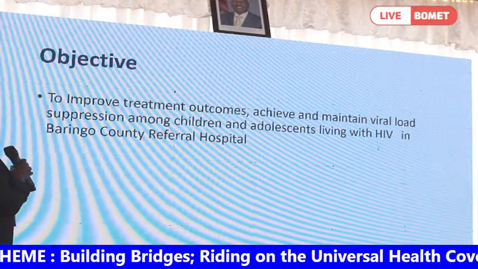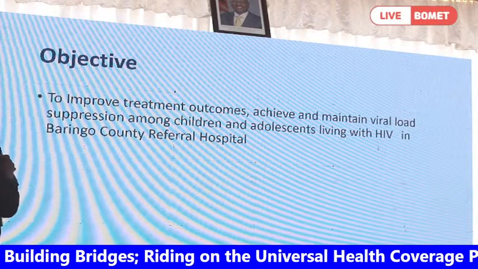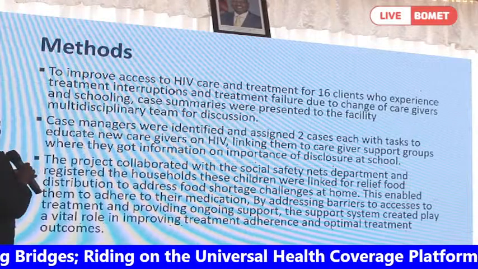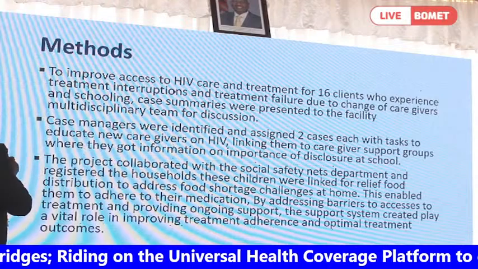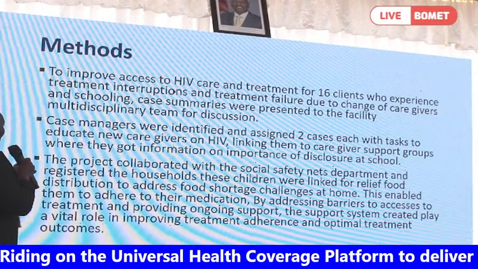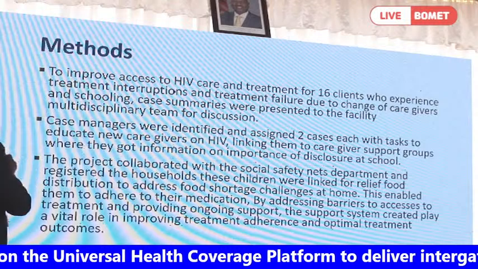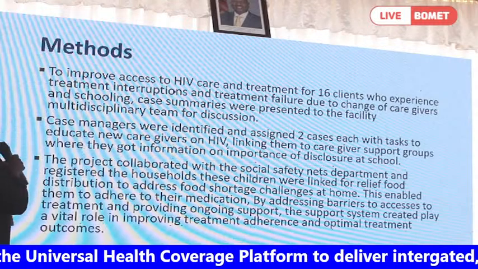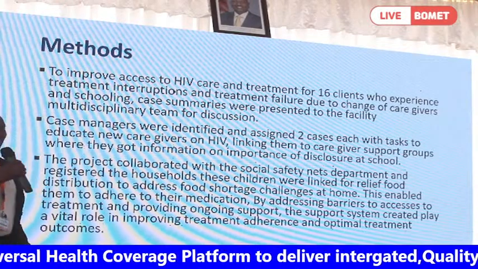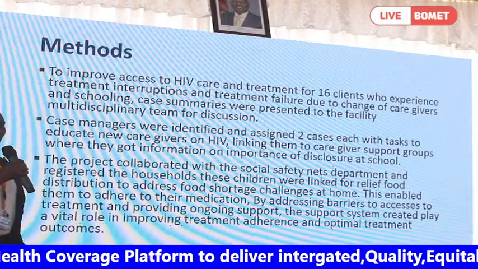Objective: to improve treatment outcomes, and achieve and maintain viral load suppression among the children and adolescents living with HIV in Baringo County Referral. Methods: to improve access to HIV care and treatment for 16 clients who experienced treatment interruption and treatment failure due to change of caregivers and schooling, case summaries were presented to the multidisciplinary team for discussion. So we discussed these cases and we assigned a case manager to these clients.